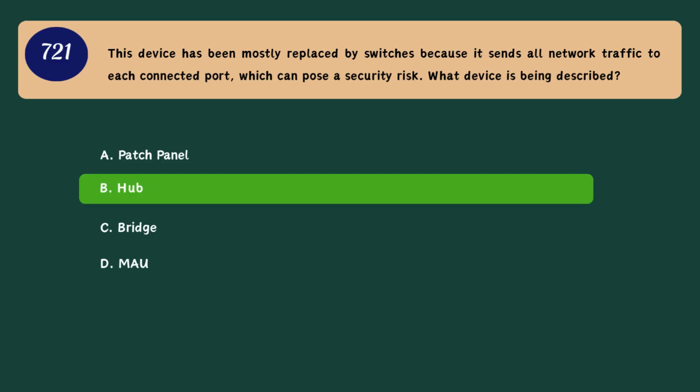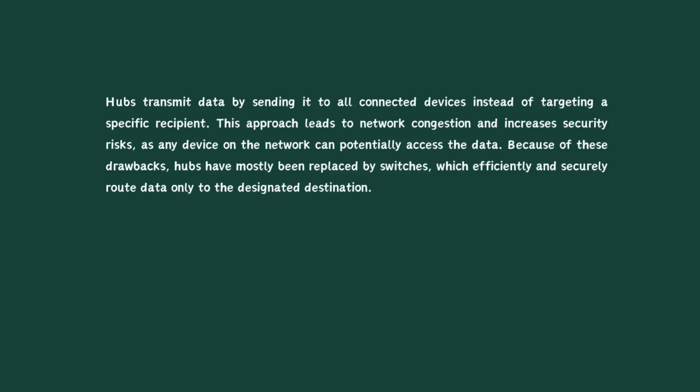Correct answer. B. Hub. Hubs transmit data by sending it to all connected devices instead of targeting a specific recipient. This approach leads to network congestion and increases security risks, as any device on the network can potentially access the data. Because of these drawbacks, hubs have mostly been replaced by switches, which efficiently and securely route data only to the designated destination.